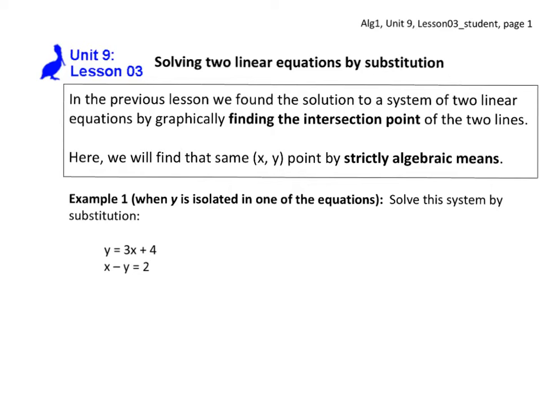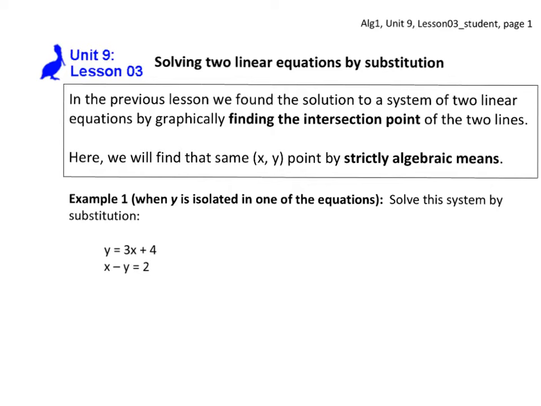Today we are going to continue solving systems of equations, but now we're going to solve two linear equations by substitution. In the previous lesson we found the solution to a system of two linear equations by graphically finding the intersection point of the two lines. We graphed them and we found their intersection point. Here we're going to do the same thing. We're going to find the x and y point, but we're going to do it algebraically. So that means we're not graphing, we are going to do it using the substitution method.